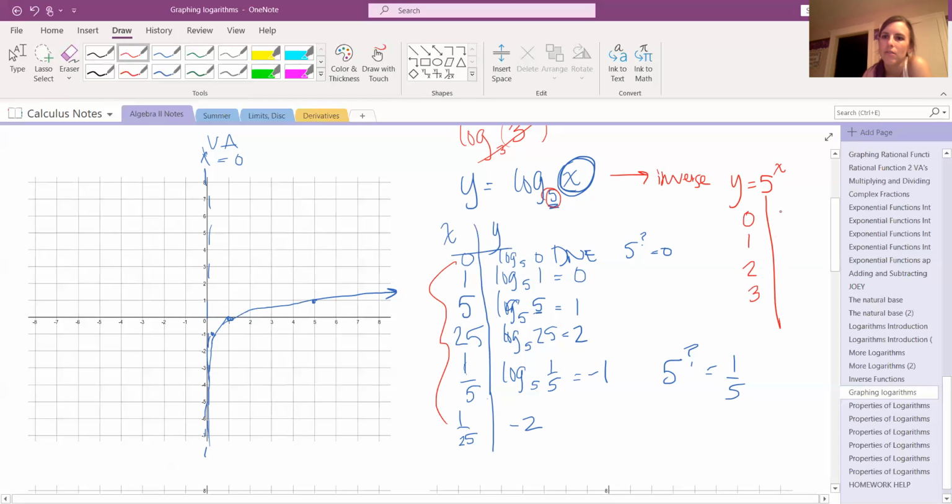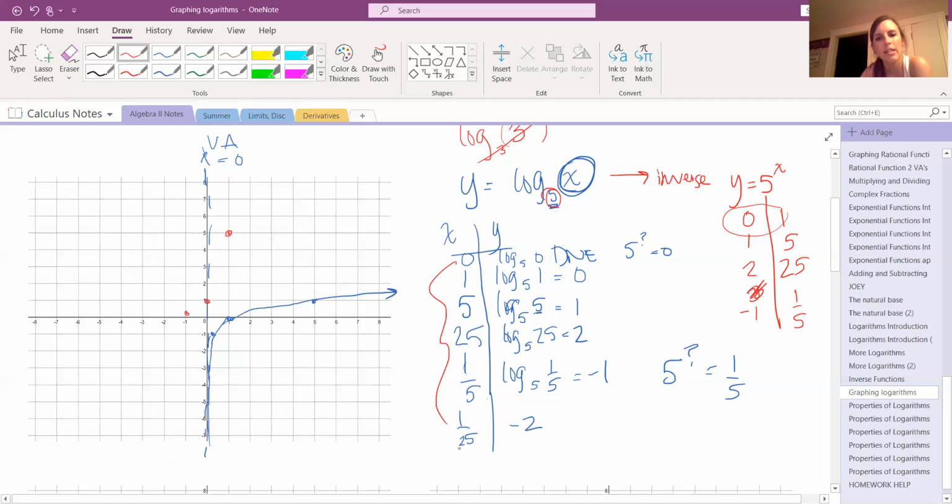5 to the 0 is 1. 5 to the first is 5. 5 squared is 25. Well, 3 isn't going to make sense to plot. Let's do -1. 5 to the -1 is 1/5. Now you should notice these are just the opposite ordered pairs. So I have 0, 1, I have 1, 5, I have -1, 1/5.